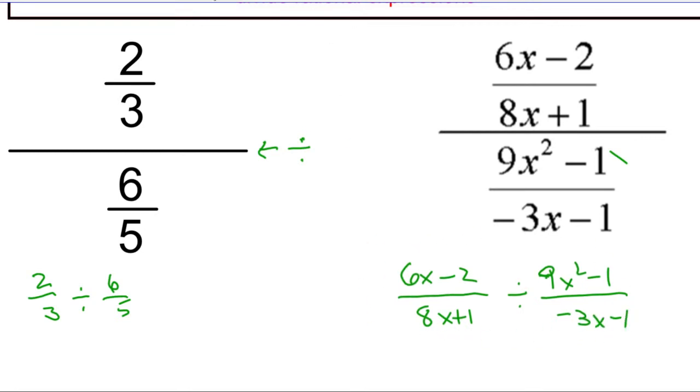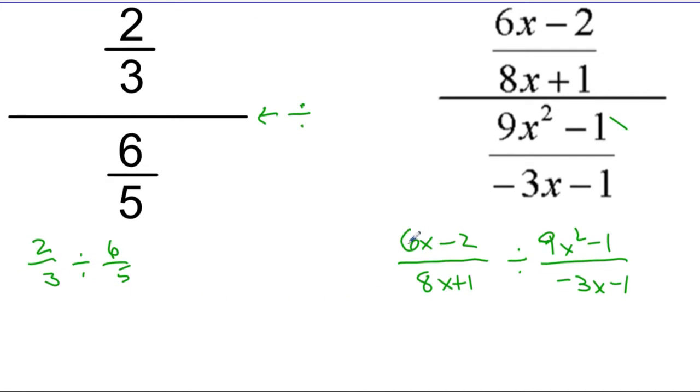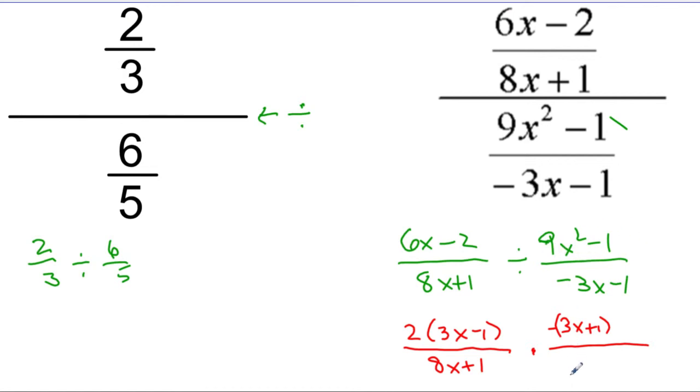And now I can treat this just like I did the last problem that we went through together. So I'm going to look at this and say 6x minus 2. Well, that is the same as 2 times 3x minus 1. That's got a GCF. 8x plus 1 does not have any common factors, and it's a linear binomial, so it's not going to factor anymore. I'd like to turn this now into a multiplication problem, but I'm going to multiply by the reciprocal. So that means that this negative 3x plus 1 is going to come to the top as negative 3 times x plus 1. I am going to pull out the common negative sign because that's going to help me. You'll see that in a second. And then 9x squared minus 1, which was the numerator here, is going to become 3x plus 1 and 3x minus 1 using my difference of squares rule.